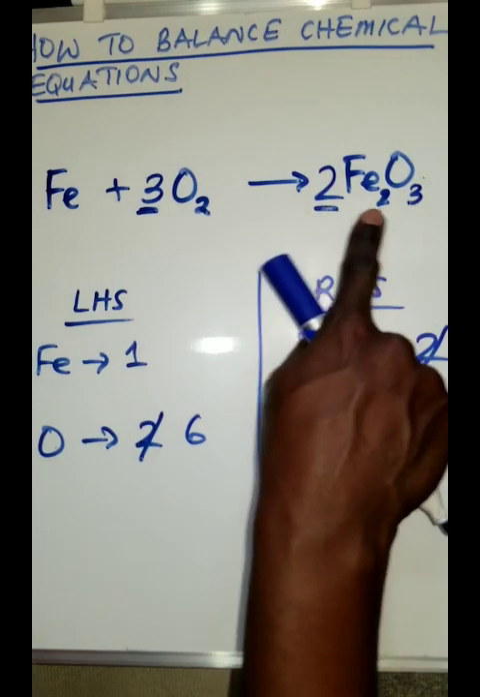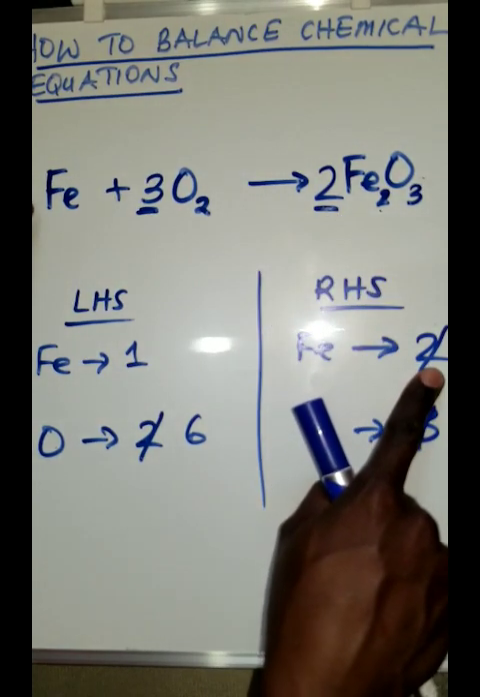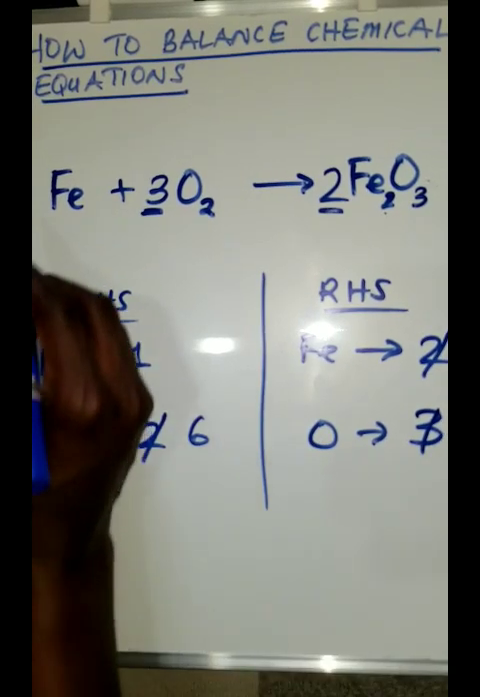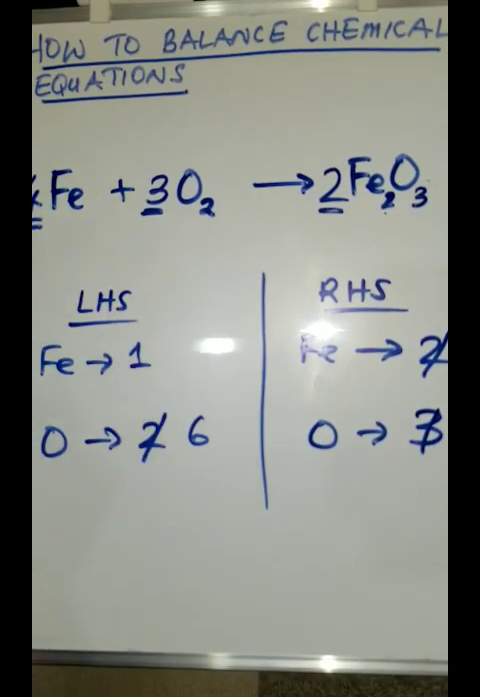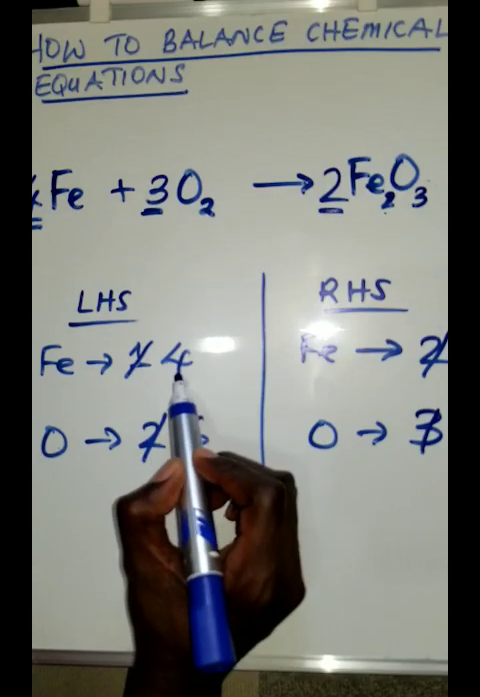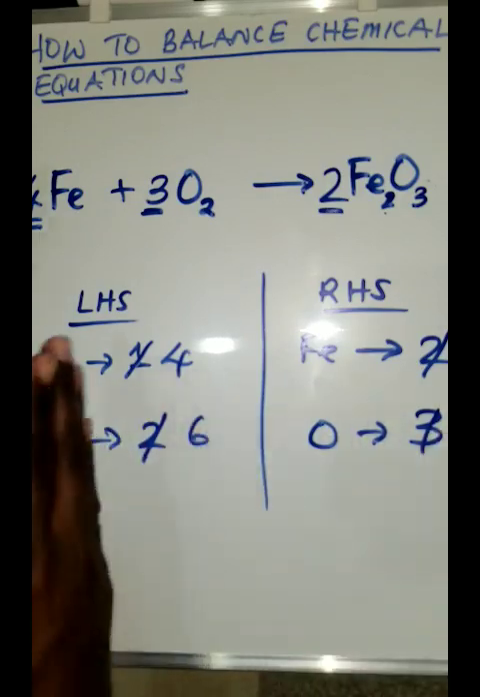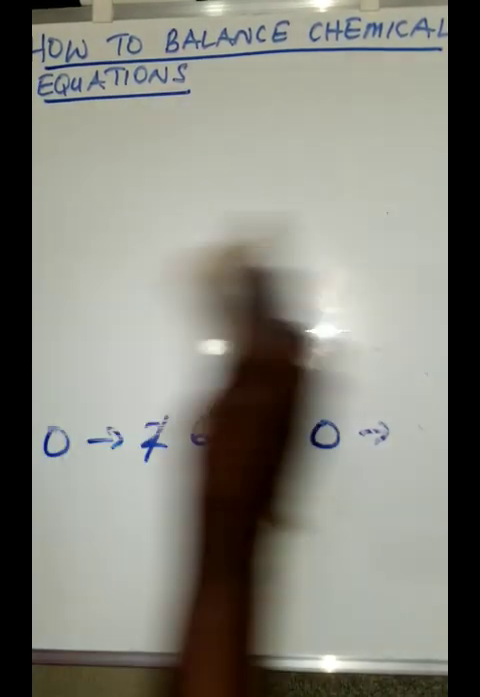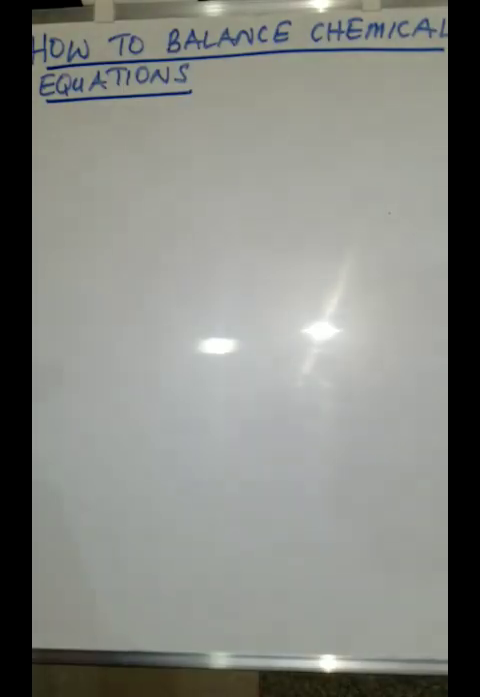What about the iron? On the right hand side it is 4. What number should you put in front of the iron so that it can become 4? You are right, you need a 4 there. So you can see this will now change to 4. If you look at the atoms on the left hand side and the right hand side, they are balanced. So it simply means that the equation is what? The equation is actually balanced. That is what we mean.